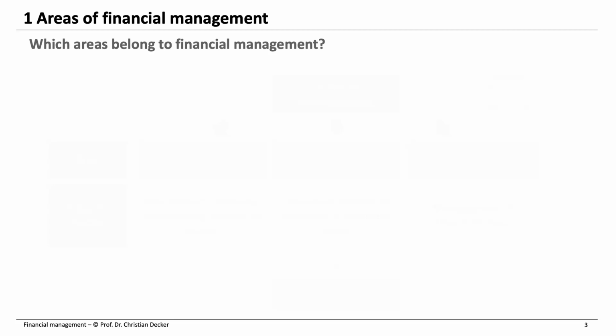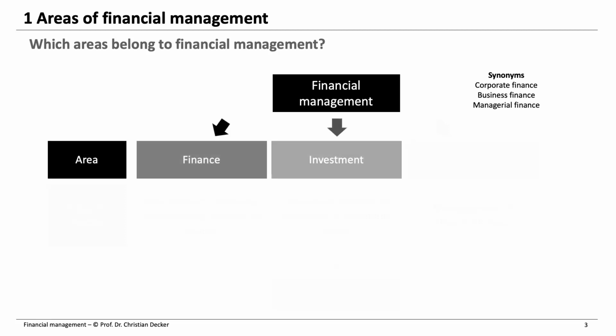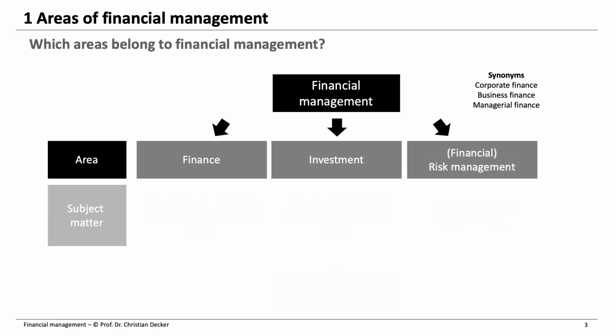Which areas belong to financial management? The real economic area comprises the operational subfunctions of procurement and human resources, as well as production and sales. The financial management area, for which the generic terms corporate finance, business finance, and managerial finance are also used, must be distinguished from this. Financial management comprises the three areas finance, investment, and financial risk management, each of which addresses different subject matters.